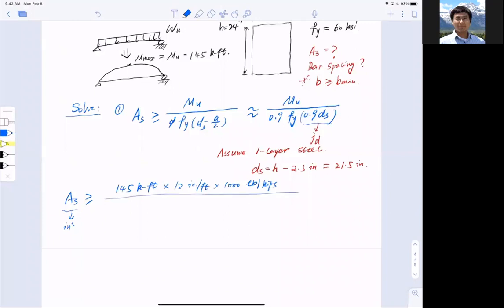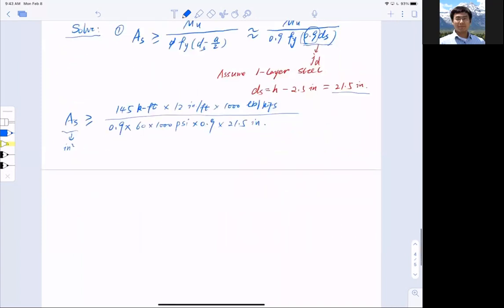On the bottom here, this is 0.9. Fy is 60 ksi, so 60 multiplied by 1,000 psi, and multiply another 0.9, remember this fellow here, and ds, which now is 21.5 inch. Okay, got all my numbers here. So after calculation, I say AS has to be greater or equal than 1.67 inch squared.